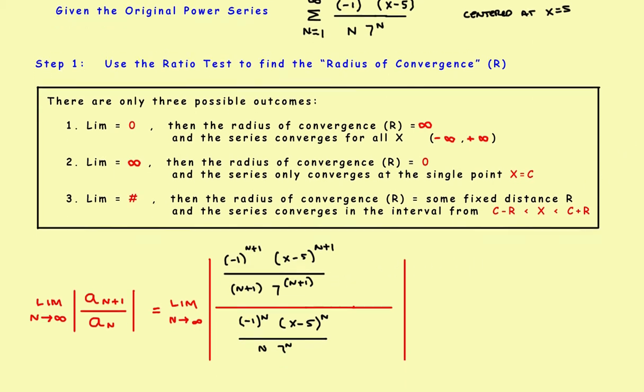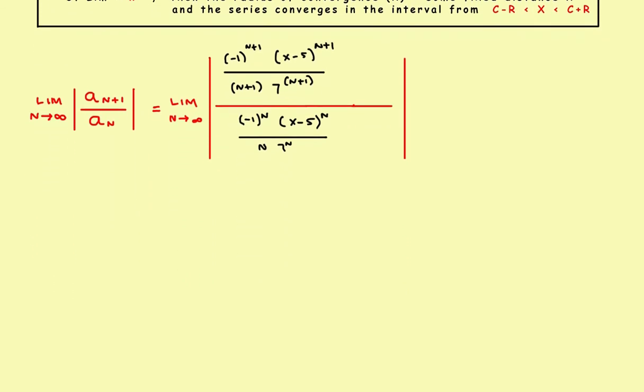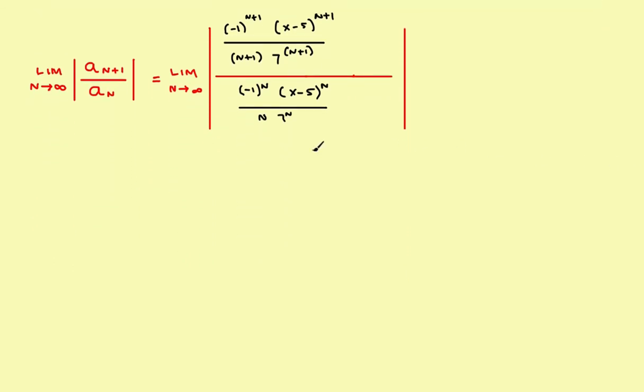Okay, now it's just a matter of simplifying this, so we'll bring it up to here. Now this is something we talked about in the last video. Sometimes you've got a minus 1 to the n, and a minus 1 to the n plus 1 power. And in the previous video, we discussed that this is either a positive 1 or a negative 1.